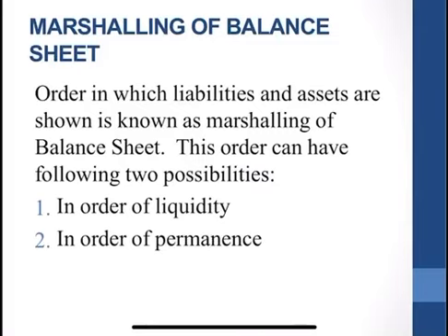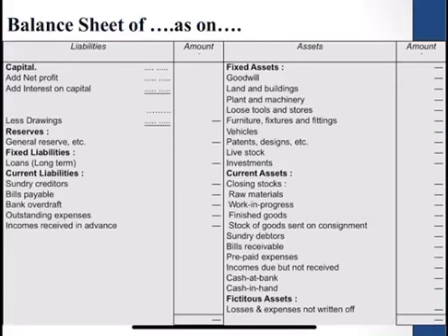Then in order of permanence, this is totally reverse of the above, that is, in order of liquidity. What we do in this, fixed assets will be followed by current assets, and capital and long-term liabilities will be followed by current liabilities. So here is a balance sheet pro forma as on a particular date, and this has been made in order of permanence.